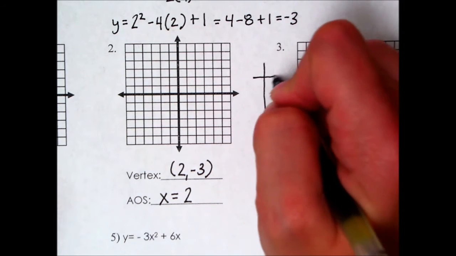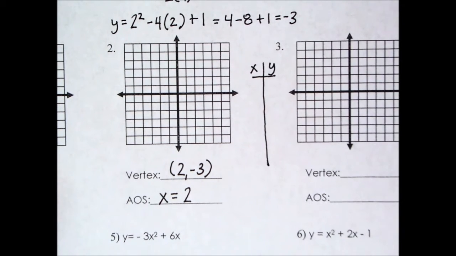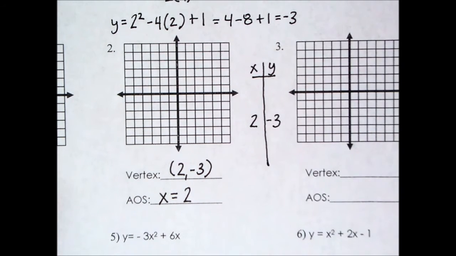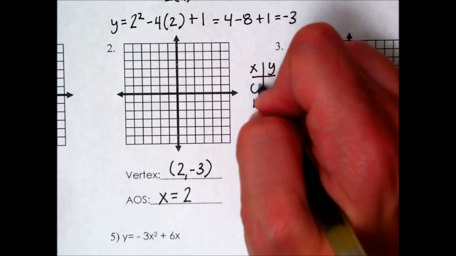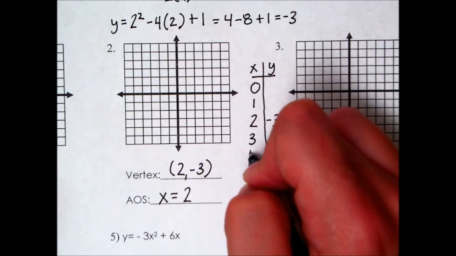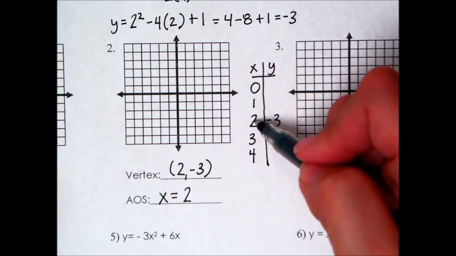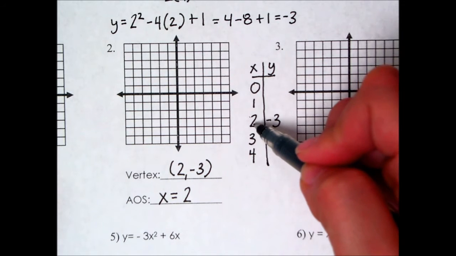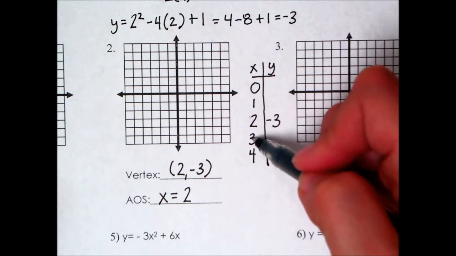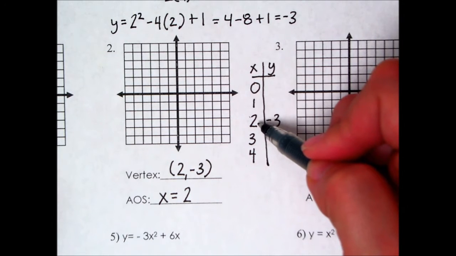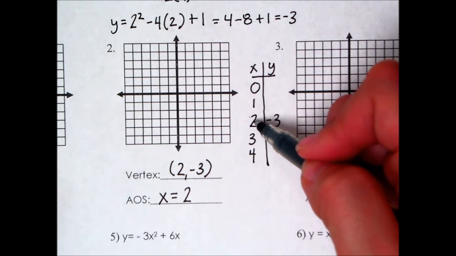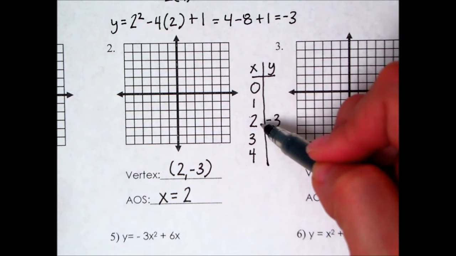When we make a table, you have x and y here. And the vertex always goes in the middle, 2, negative 3. And then you're going to pick some values that would be both left and right of it on the number line. Now notice the values I picked. Notice that 1 is 1 unit away from 2. 3 is 1 unit away from 2. We want to keep these so that they are equidistant from our vertex value. Same thing with the 0. 0 is 2 units away from 2. 4 is 2 units away from 2, so 0 and 4 are both equidistant from the 2.